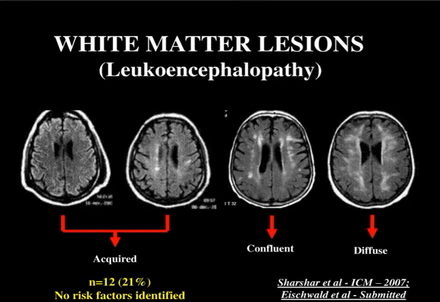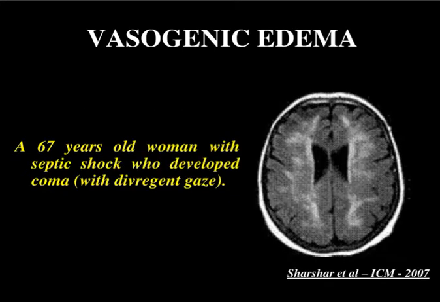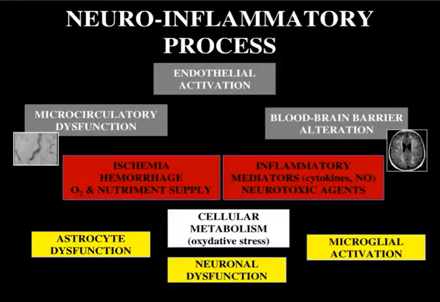These white matter lesions can be more confluent and sometimes very diffuse. This was the case of a 67-year-old woman with septic shock who suddenly developed a coma. We did an MRI and found this acute vasogenic edema involving the whole white matter, and the patient died.